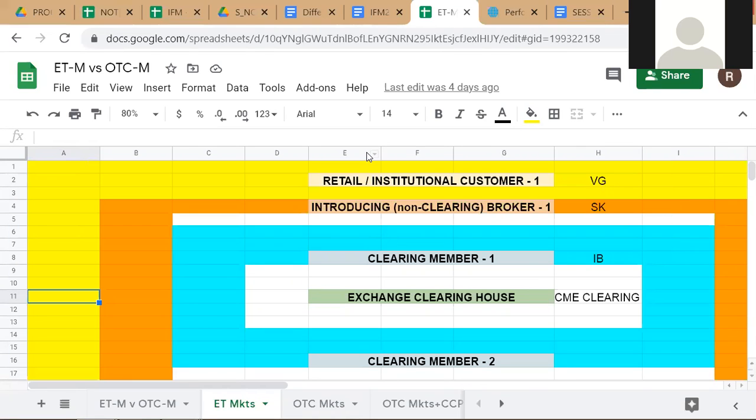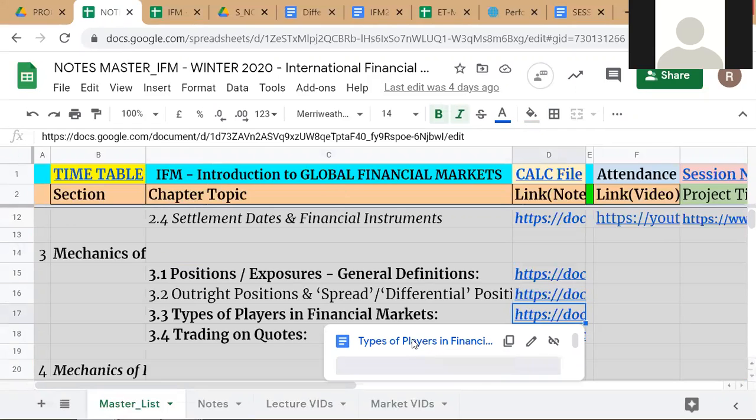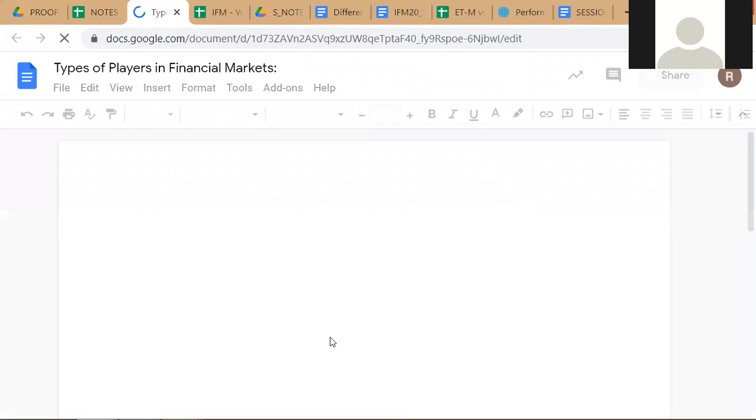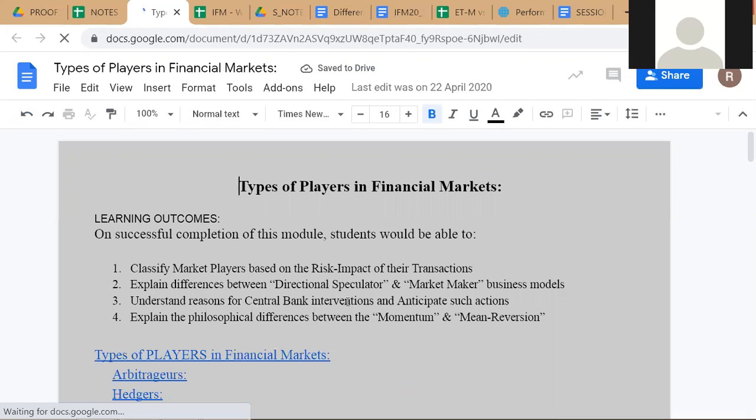If you remember, this is something else you should note in your preparatory studies. There is a note that I have for you called types of players in financial markets. Okay, so why? You'll notice that when we talk about types of players in financial markets, we have all these different types of players. You've already studied this. If you haven't, please make sure you read this note once again.